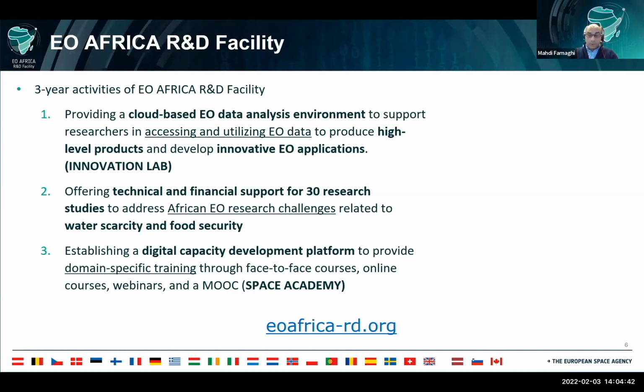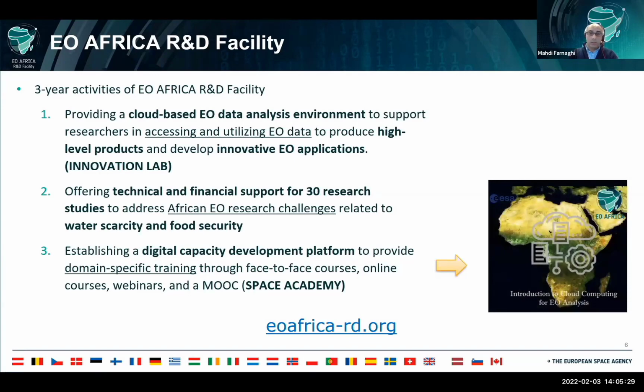In the first 3 years of this project, these are the main objectives. We want to provide a cloud-based EO data analysis environment, a platform to support researchers in accessing and utilizing Earth observation data. We call it the Innovation Lab. We will talk about this Innovation Lab later in our presentations. We are also offering technical and financial support for 30 research projects to address African Earth observation research challenges, mainly related to water scarcity and food security. We are also doing some capacity development activities, mainly providing online courses, webinars, and a MOOC.